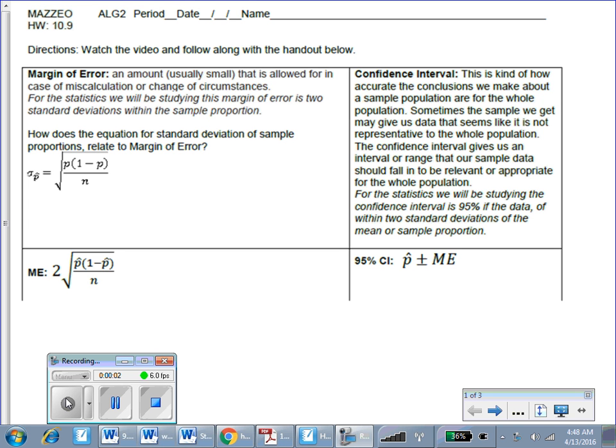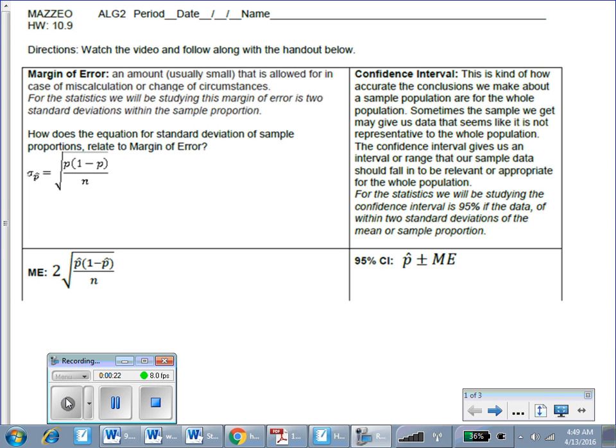Hey guys, this is homework 10.9 and we're going to talk about two major ideas, margin of error and confidence interval. I kind of relate these when I think about them. I relate them to standard deviation and z-score because I think about them on a curve. So let's just take a second to read what each is.